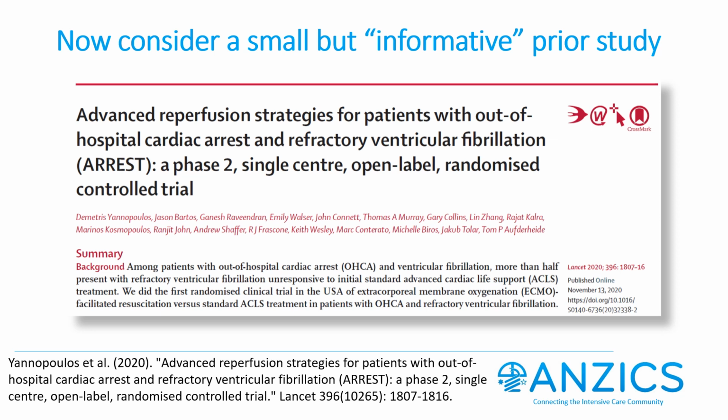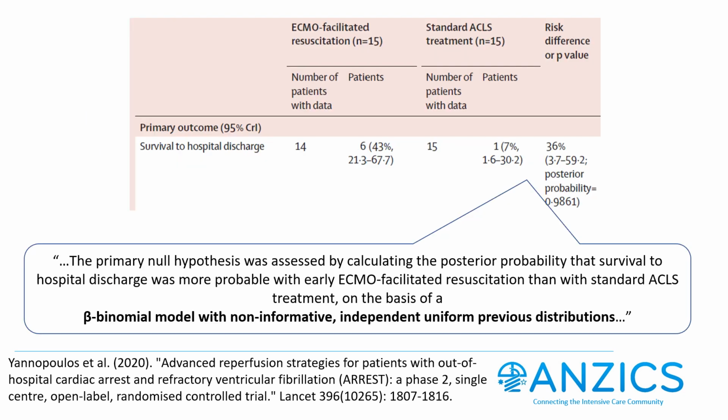And look, it's a beta binomial model reported in that study. Isn't that reassuring? So a couple of years ago, this study stopped at around 30 people because it found that out of 14 people on ECMO, 6 survived, 8 didn't. Whereas in the people who were not on ECMO, 1 survived and 14 didn't. And so they were so convinced that they felt they needed to stop that study. So that's a very enthusiastic prior, even though it's a small study. So keep in mind, small study, but enthusiastic prior.